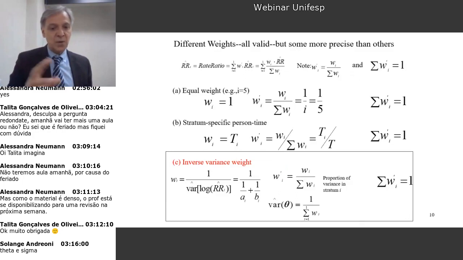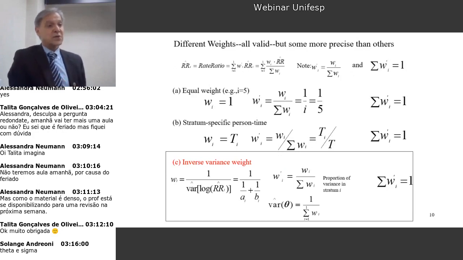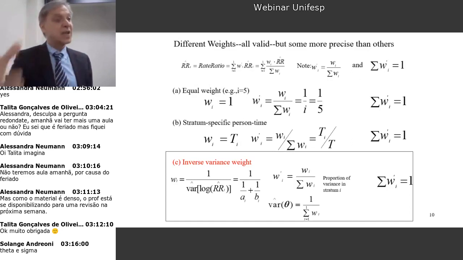So your Mantel-Haenszel weighting is basically the inverse of the variance of the measure of your estimate. In this case, a relative risk. It would be 1 over A, 1 over B. And so the variance of the log of the risk ratio is 1 over A, 1 over B. If I take the inverse of it, I'm taking the inverse of the variances to be the weights. And that's the weight used for stratification.